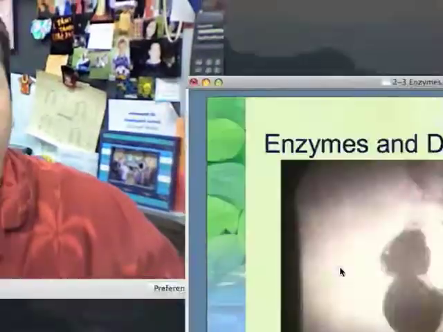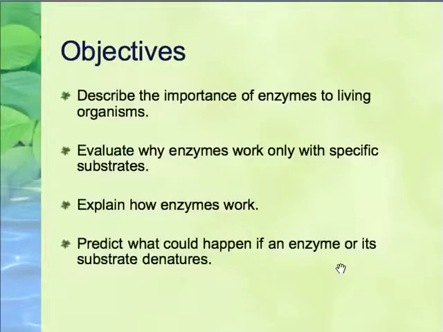Let's take a look at our final objectives and see what we learned. First of all, describe the enzymes' importance to living organisms. Well, we know that enzymes help reactions happen at a fast enough rate to keep us surviving. If we had to wait for those reactions to happen on their own, they would happen too slow, and we would die a painful death. Not to put too fine a point on it.